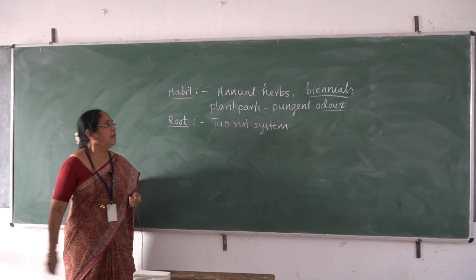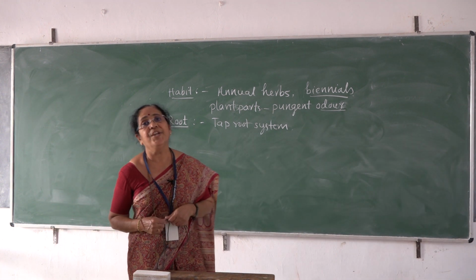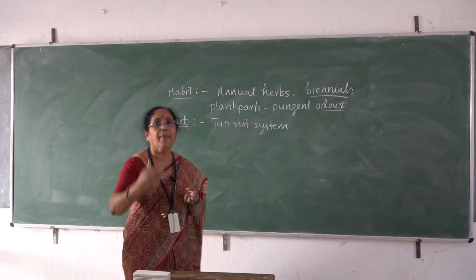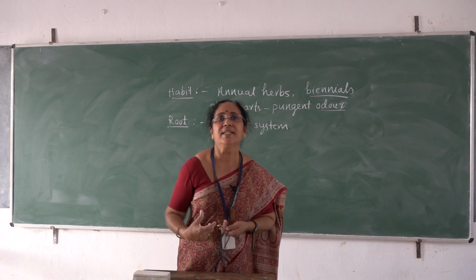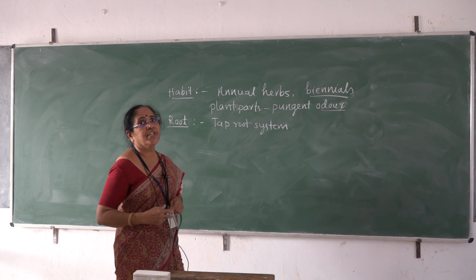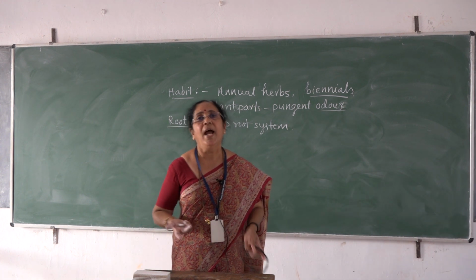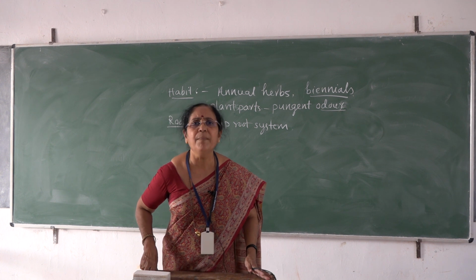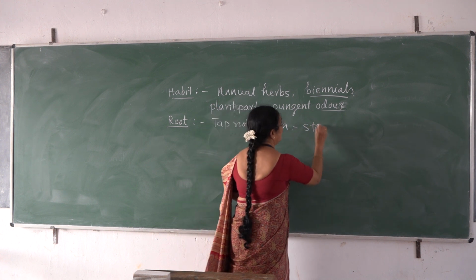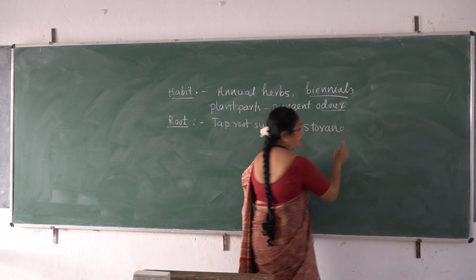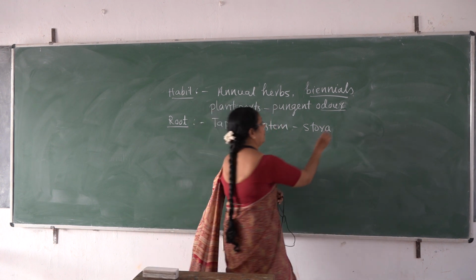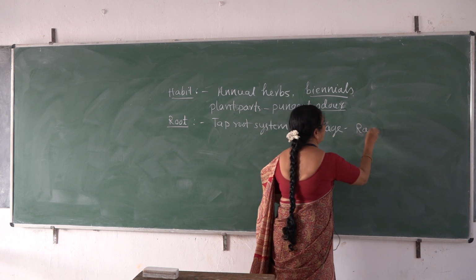Taproot system, and in some plants of this family like radish, the main root is modified for the purpose of storage, because we consume radish as a vegetable. Whatever the part we are consuming as a vegetable, the white portion, that is the main root of the taproot, which is meant for the storage of food, and we use it as a vegetable. So in some plants the root is modified for the purpose of storage. That can be mentioned in the root tag, in case of radish.